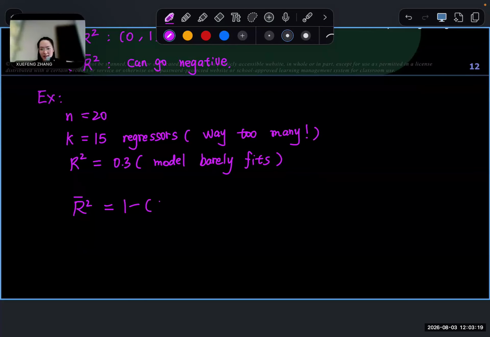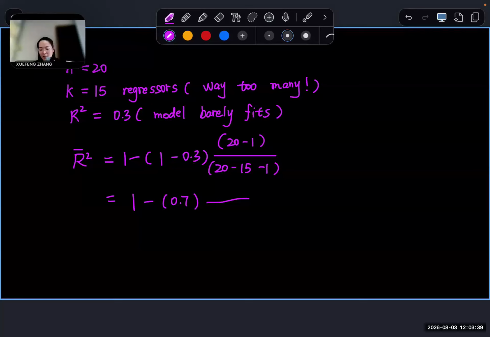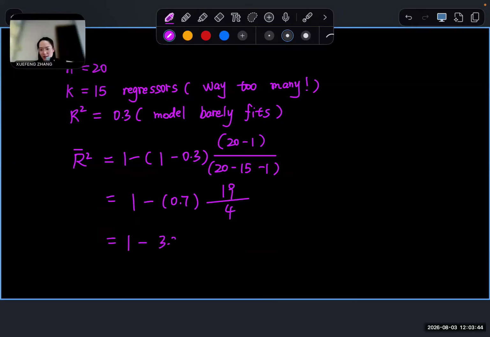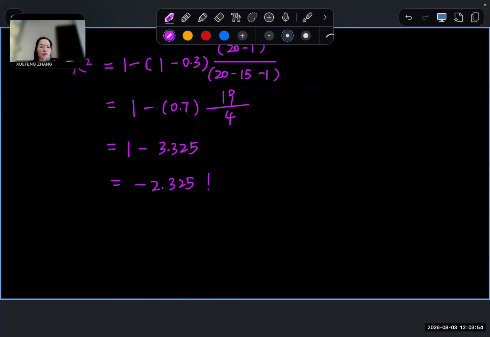1 minus 0.3 times (20 minus 1) in the numerator and (20 minus 15 minus 1) in the denominator. 1 minus 0.7 times 19 over 4, which is 1 minus, which is negative 2.325. So we have a negative adjusted r squared.